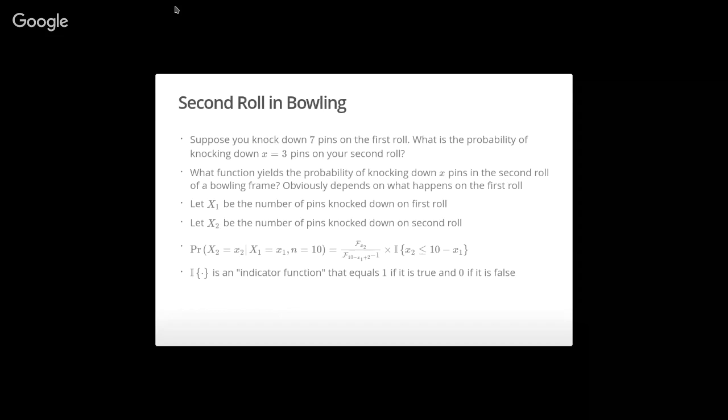So this indicator function here is 1 if x2 is less than or equal to 10 minus x1, and it's 0 if x2 is bigger than the number of pins available. So like I said, if you did 7 on the first roll and 6 on the second, that has to come out as probability 0. And we enforce that by multiplying by the indicator function, which would be 0 in the case that x2 is greater than the number of available pins. All right?